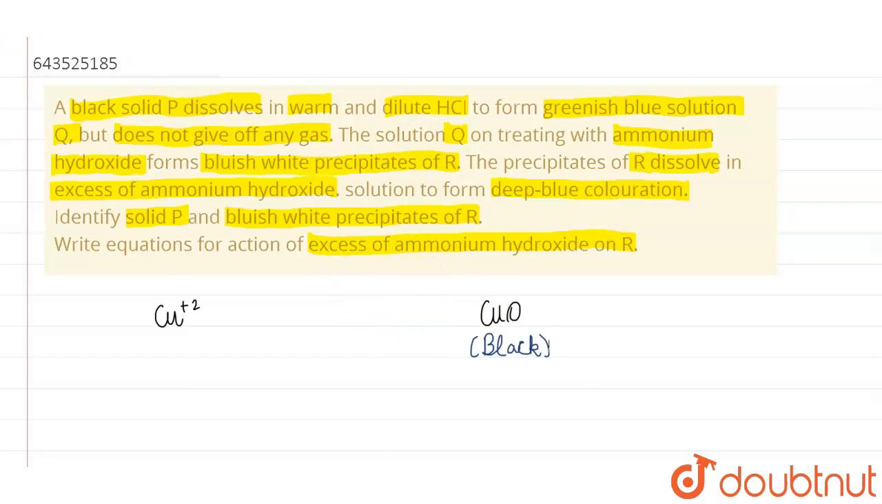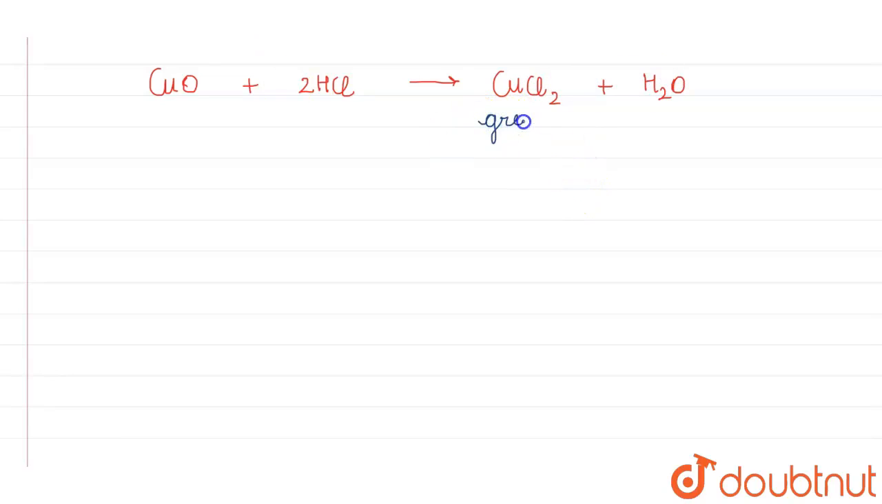Now let's see what are all the reactions. So the first reaction was when P reacts with warm and dilute HCl. So our P is copper oxide, CuO. When it reacts with 2 moles of HCl, dilute and warm, then it gives CuCl2 and water. Now CuCl2 is a greenish yellow solution and copper oxide is a black solid.